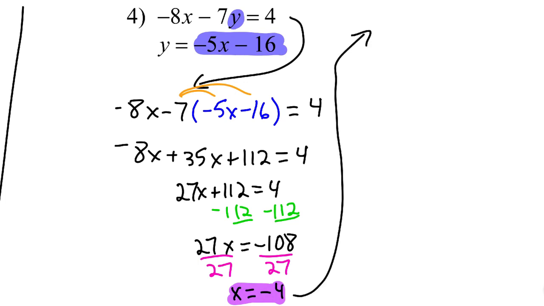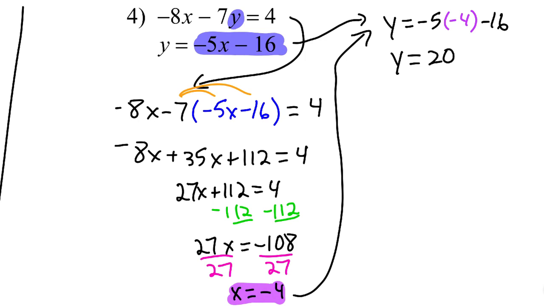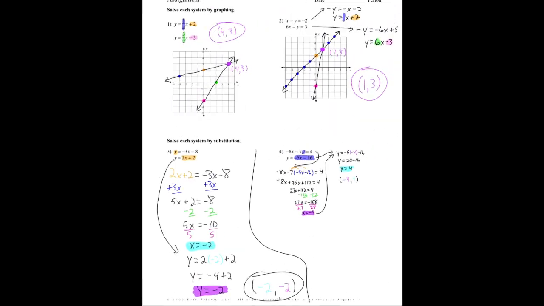Now what I need to do is take this and plug it into one of my equations, and because I need y, I will use this equation. So I'm going to get y is equal to negative 5 times negative 4 minus 16, and that's going to be 20 minus 16, and y equals 4, and so that's going to be my y value. So my solution is going to be negative 4, positive 4. Alright, that's that.